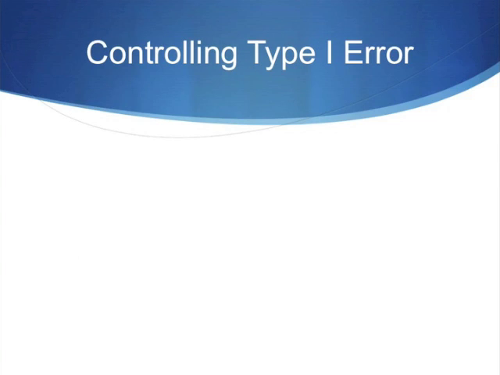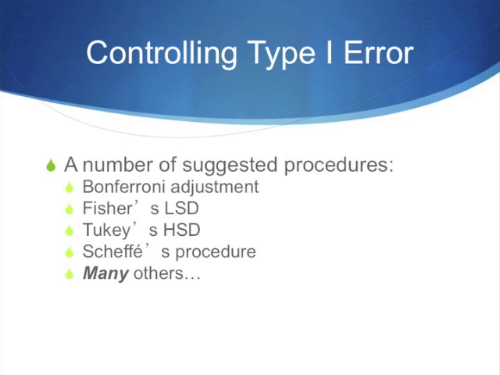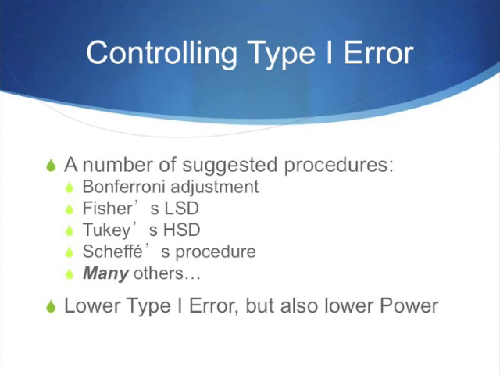For controlling type 1 error, there are a number of suggested procedures: the Bonferroni adjustment, which I will talk about in detail today, and the Fisher, Tukey, and Scheffé procedures. There are many other procedures, but I will mostly cover the Bonferroni. I just want to mention some details on when to use Fisher, when to use Tukey, and when to use Scheffé, the appropriate way to use them, and a good time to use them. As I said, we need to lower our type 1 error, but that also lowers the power.